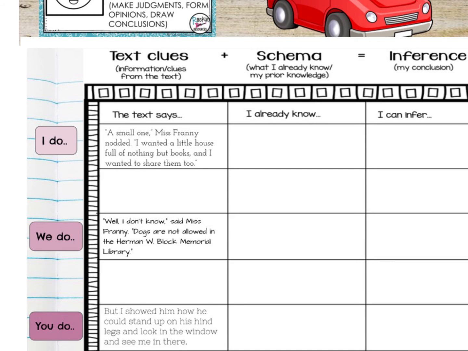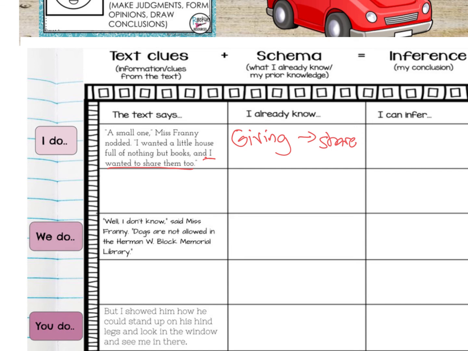So now I'm going to think about what I already know about people that like to share. This is called my schema. So I'm thinking, one thing I already know is that often people who like to share are very giving. So I'm going to brainstorm that, which leads me to an inference about the kind of person Miss Franny might be. And I know that because my text clue says, "I wanted to share them too."